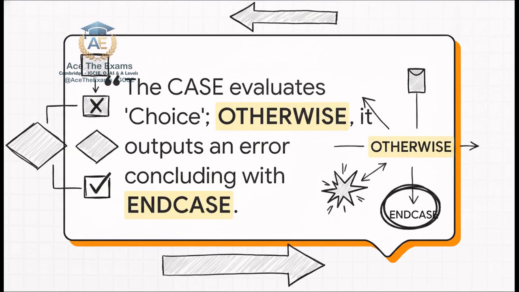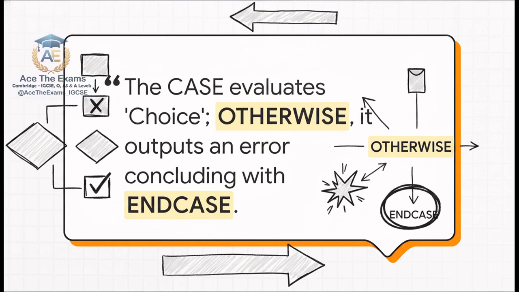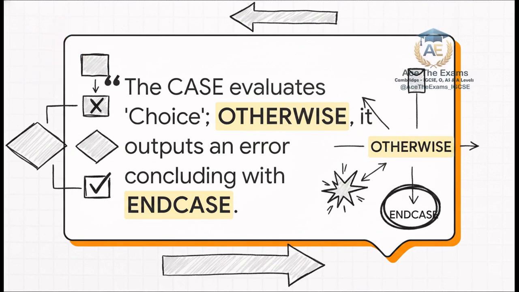So here is your perfect top-band upgrade. The case statement evaluates the variable choice. It executes calculations for valid operators. Otherwise, it outputs an error concluding with end case. Do you see the difference there? This actually closes our open loop from earlier. The ultimate hidden examiner clue is using the exact scenario nouns provided in the question, like the variable choice, paired directly with the exact syllabus keywords, like otherwise and end case. You combine those two things, and boom, you unlock full marks.